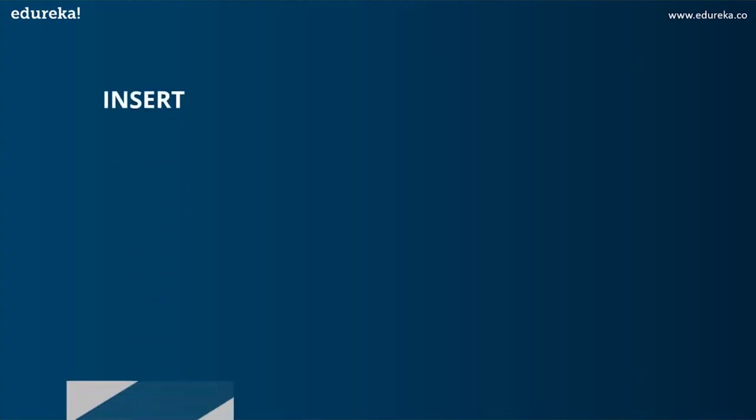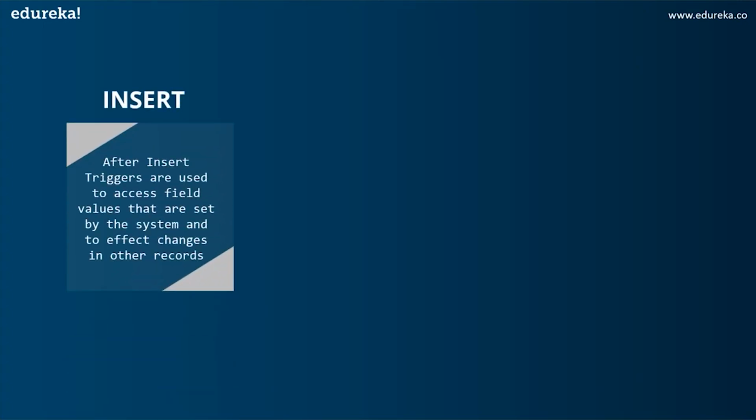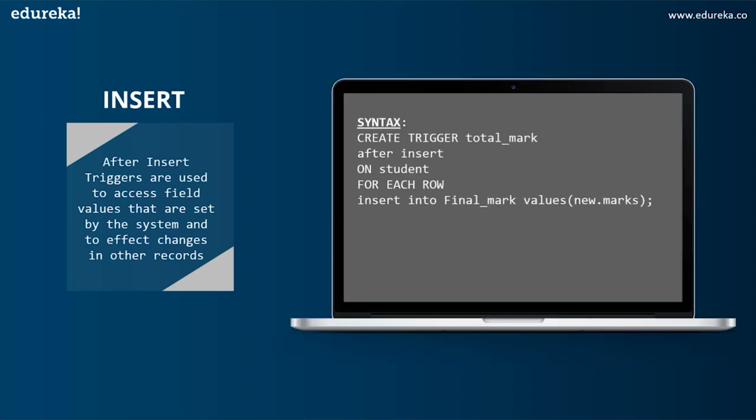So the next variant of insert is after insert triggers. After insert triggers are used to access fields values that are set by the system and to effect changes in other records. And the syntax is create trigger, name of the trigger, that is total mark, after insert on student. Student is a table name, for each row, insert into final marks value of the column. So let's head back to MySQL Workbench to execute this example.